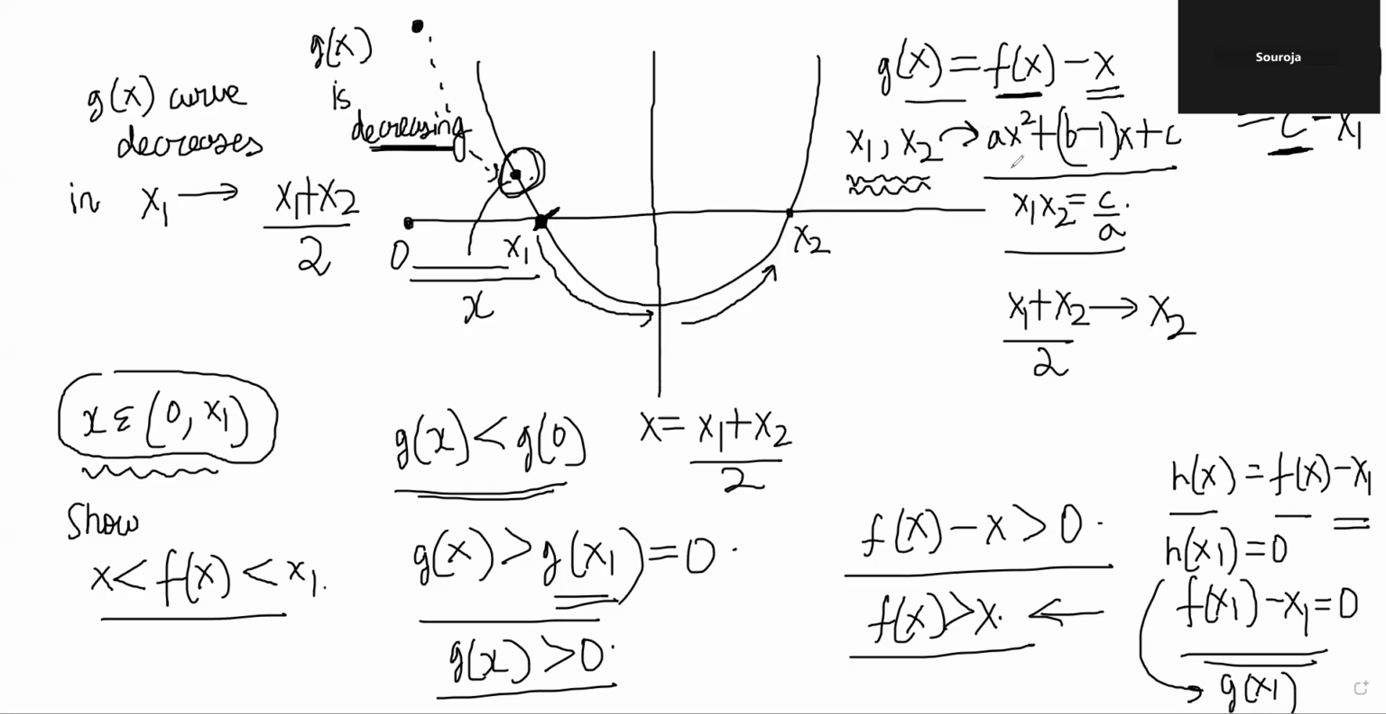Product of the roots x1, x2 of this quadratic will be c by a, right? So c is equal to a times x1, x2. We can take x1 common here and we are getting ax2 minus 1, right? And we know that x1 is positive and ax2 minus 1. The question has already told us that x2 is less than 1 by a, right?